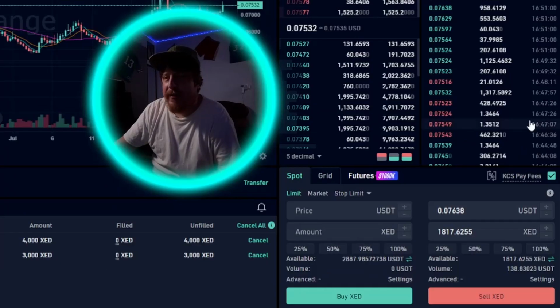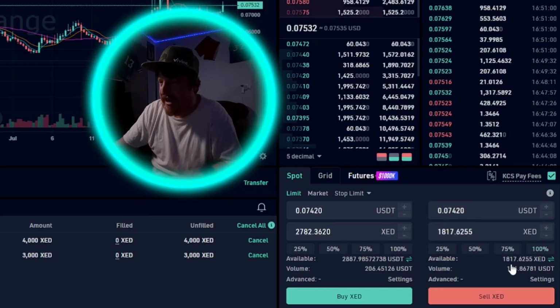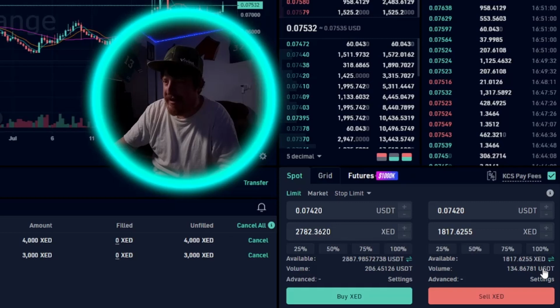Now we're going to turn right around and sell that using the buy order book. I'm going to go down here on the sell side. I'm going to click a price. Now I want to sell all 1817 worth that I just purchased. We're going to click down here at 0.07420, that'll fill that price in. I'll put 100%. It's telling me if I sell that, I'll have $134 given back to me in USDT. If it fills at that price, I'll go ahead and click sell XED.